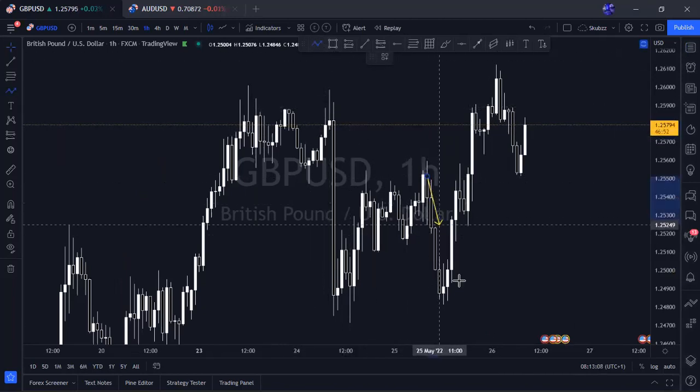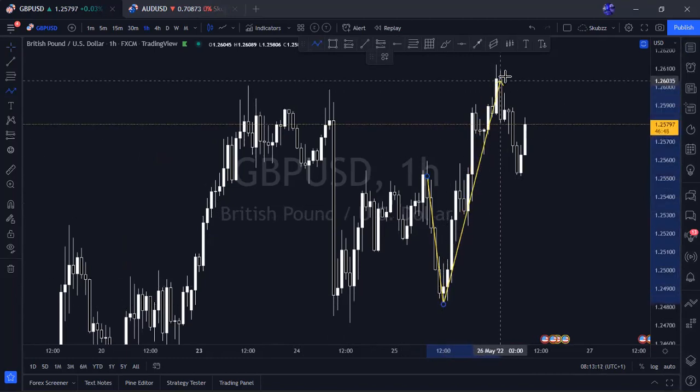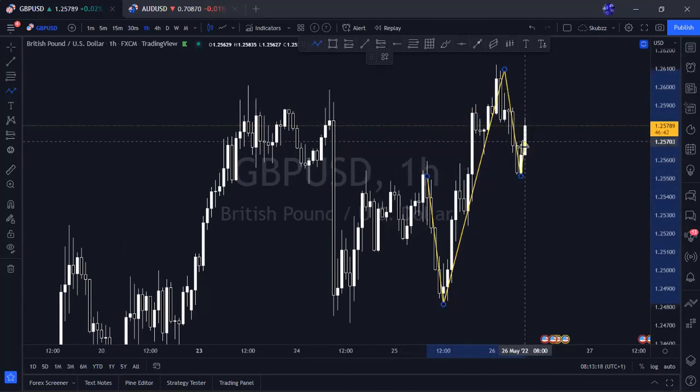GBP USD broke to the downside here yesterday, and then almost immediately broke to the upside. Now we've retested, and then we're rejecting. But I don't think this is an impulse. This is not going to be an impulsive move.